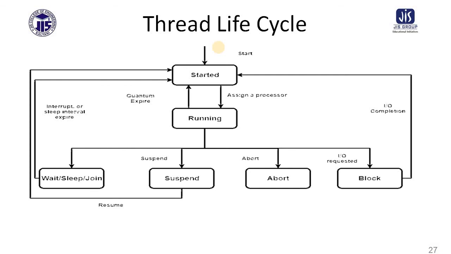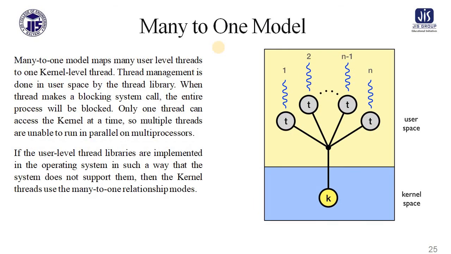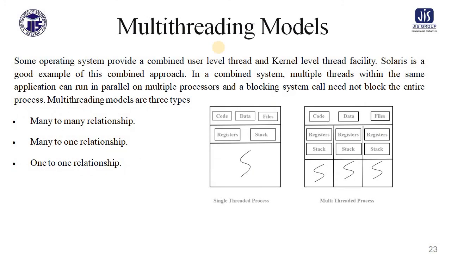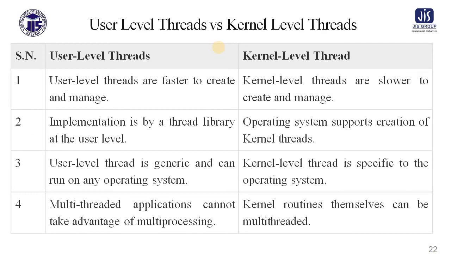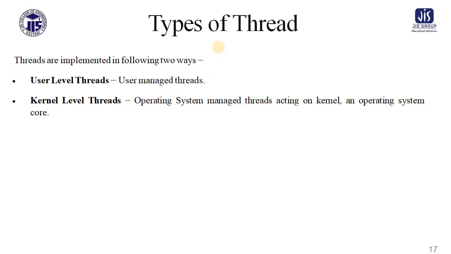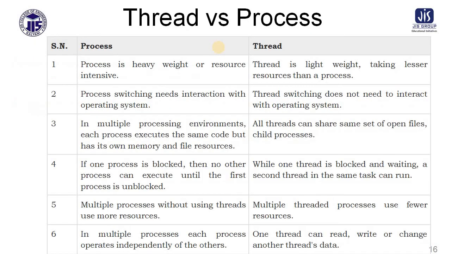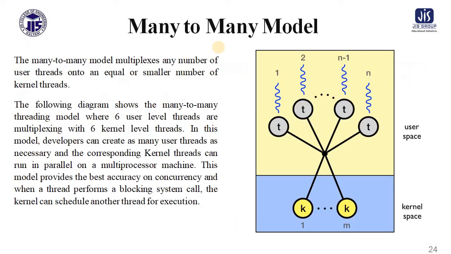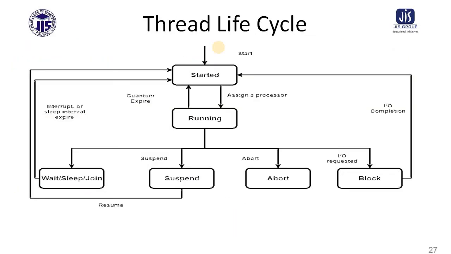So for your exam, what are the important things? The important thing is you have to prepare the thread life cycle. Next you have to prepare the different multi-threading models, that is many to many, many to one, one to one relationship, and remember the diagram. These are very important. Next is the difference between user level thread and kernel level thread, and another one is the difference between process and thread. So these are very much important, and you have to remember everything regarding this topic.